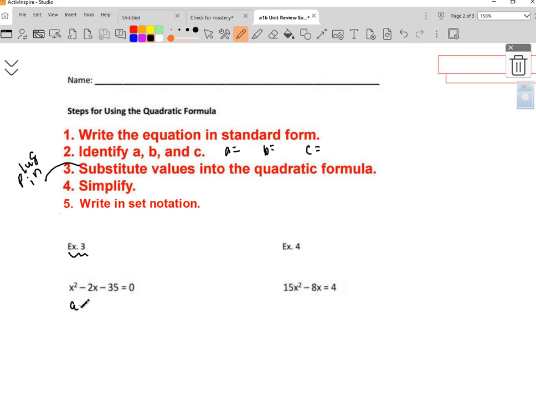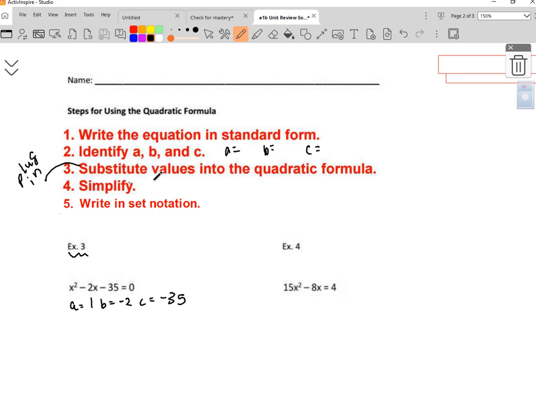So that's what I want you to do now. Tell me, what is A? 1. Yes, the coefficient of x squared is 1. What is B? Negative 2, yep. And what is C? Negative 35. So it's already in standard form. We've identified our A, B, and C, which we can't do unless it's in standard form.